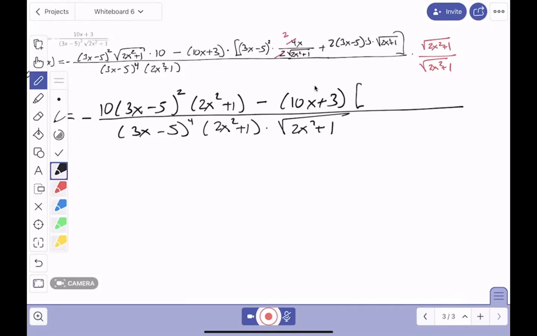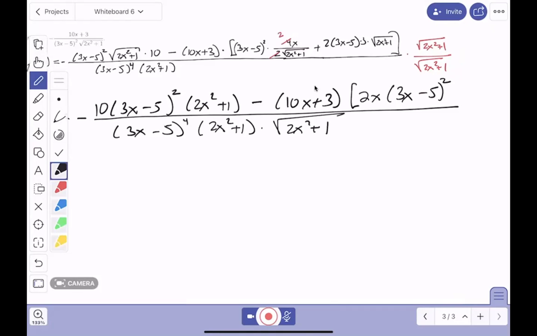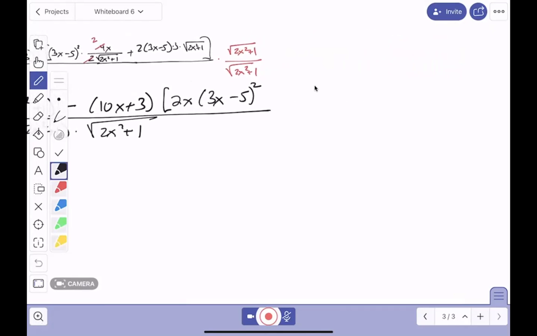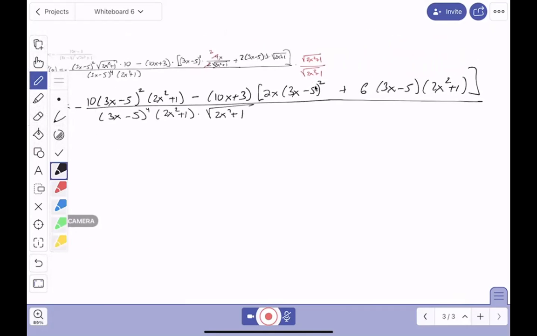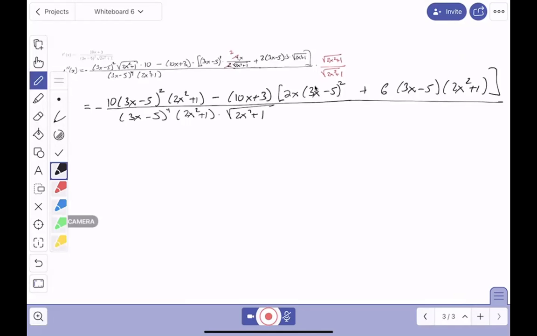Times, let's see, that would be 2x, 3x minus 5 squared. It'll be a miracle if I get this right. Plus 2. Well, you know what? I see 2 times 3. I'm gonna erase that. I'm gonna say plus 6, 3x minus 5, 2x squared plus 1. Wow. Let's keep going. All right. Let's keep writing it over and over.